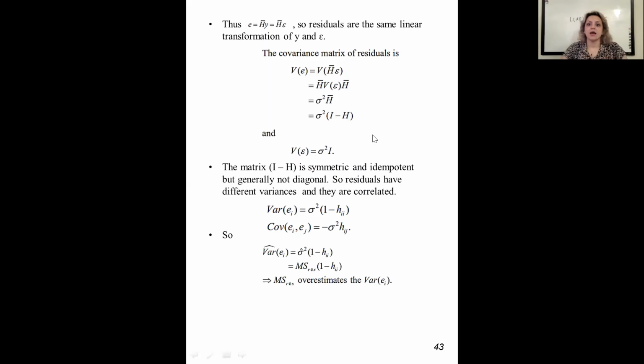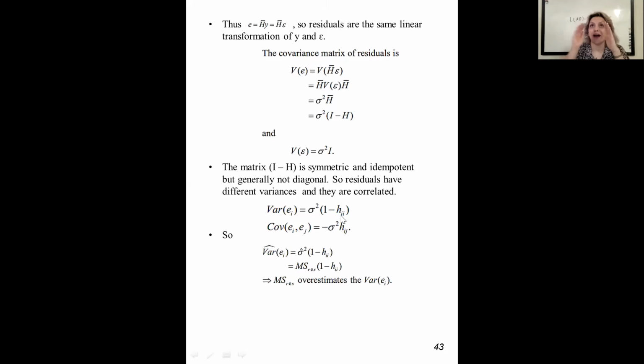So the matrix I minus H is symmetric, but it's not diagonal. So residuals have different variances and they are correlated. So we would say the variance of e_i is equal to sigma squared times 1 minus H_ii, and the covariance of two different residuals, because each of these observations can give us a residual, right? So the covariance of e_i and e_j is going to be minus sigma squared H_ij.